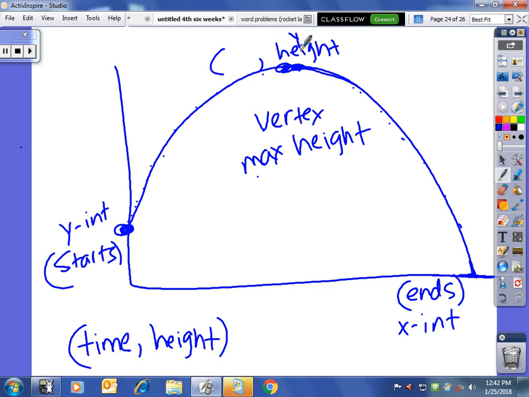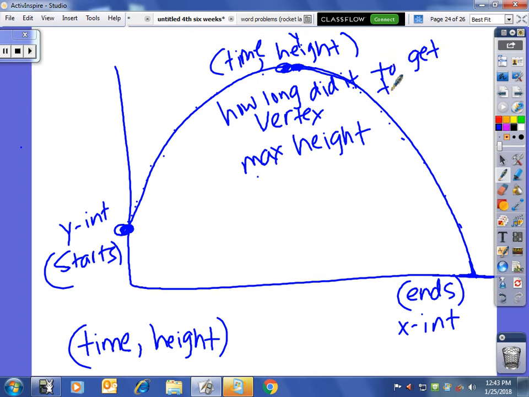That's a y number. How would the x number question sound? That would be something about time. For example, how long did it take to reach its maximum height? Do you see what I'm saying? If they ask for a time, they're asking for an x number. If they ask for a height or a distance, they're asking for a y number.